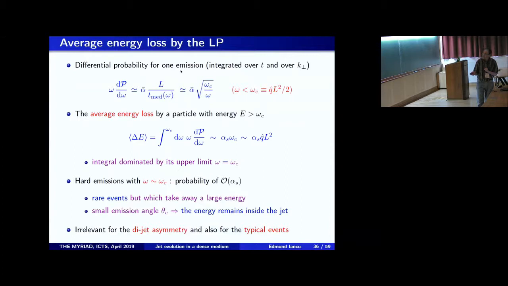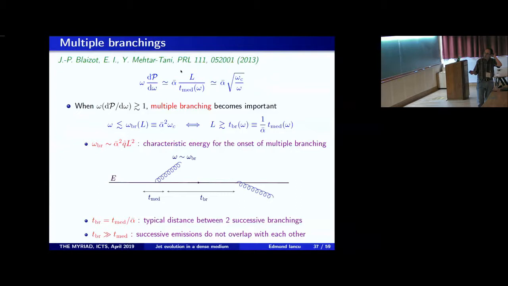On the other hand, if we look now at softer emissions, how much softer? Energy of order alpha squared times the highest energy, so that's really a soft scale. If alpha is 0.3, this is 10 times less than omega c. Then this kind of soft emissions are typical events. They occur event by event, and moreover, being softer, they will propagate naturally at larger angles, so they have a chance to go out of the jet. So I would like to argue that these softer emissions, which are the typical emissions, do indeed control the energy loss by the jet. Let me go on with the argument.